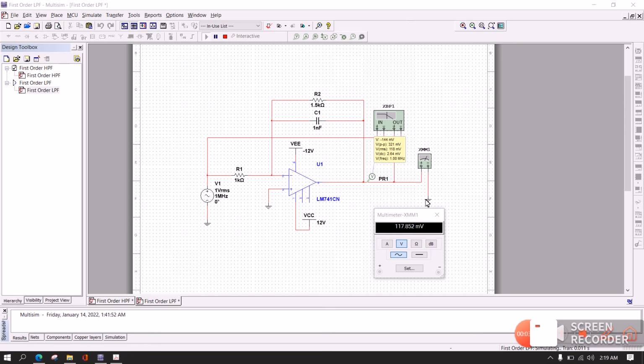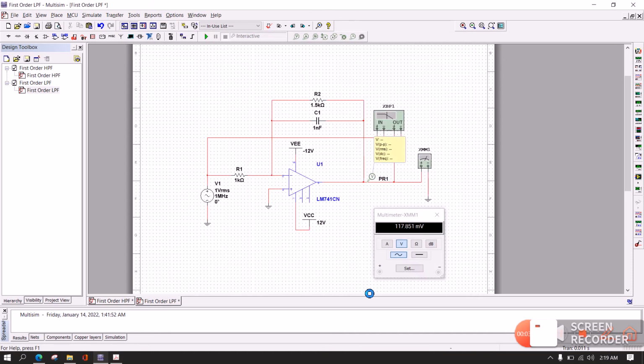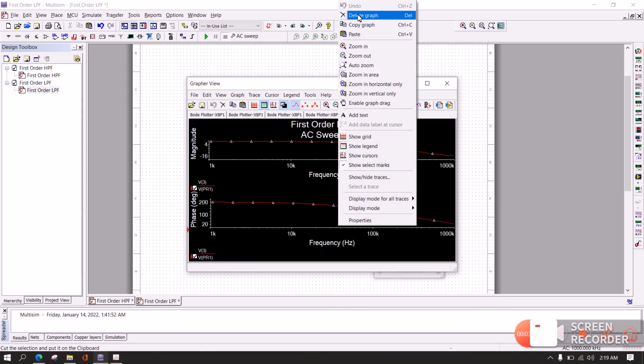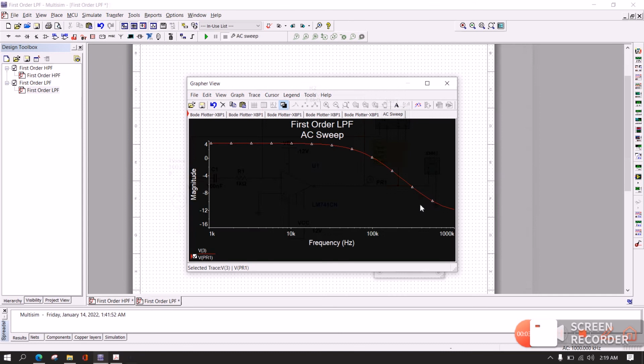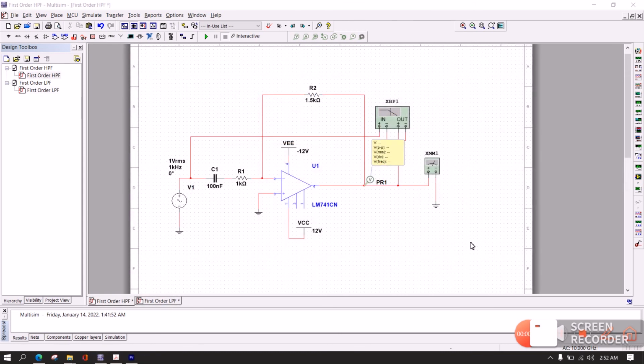Lastly, I will show you the Bode plot output. This is the first order low pass filter Bode plot. Next, I will show you the first order high pass filter circuit.